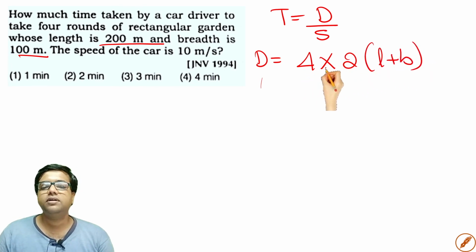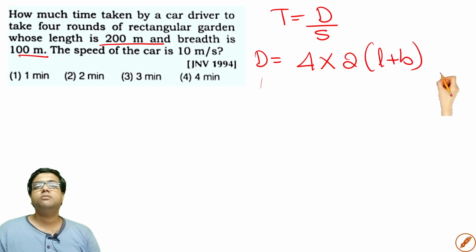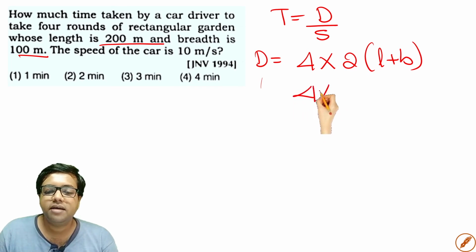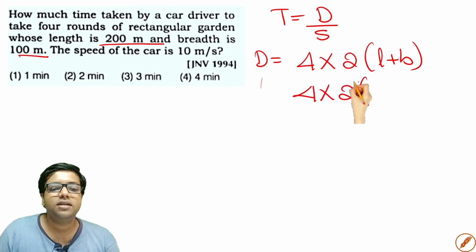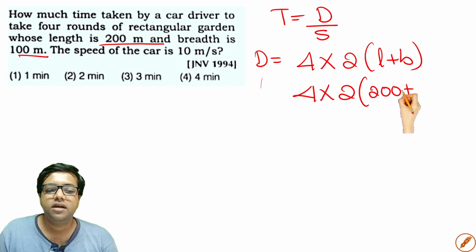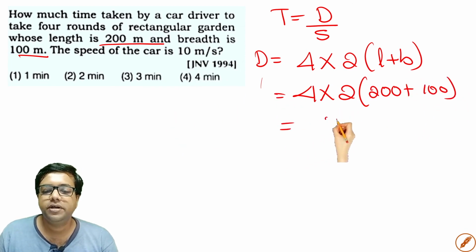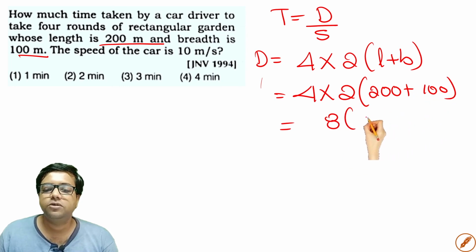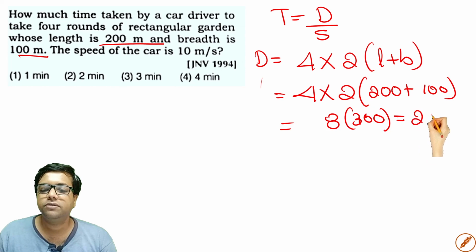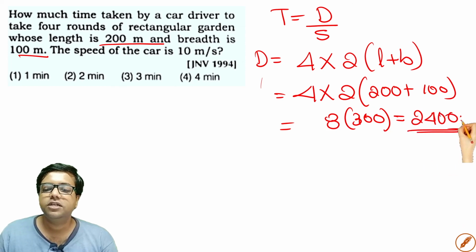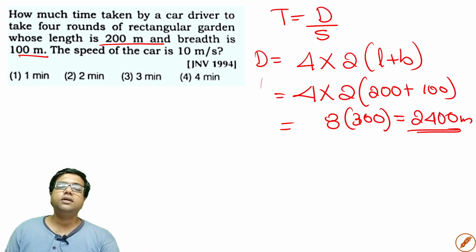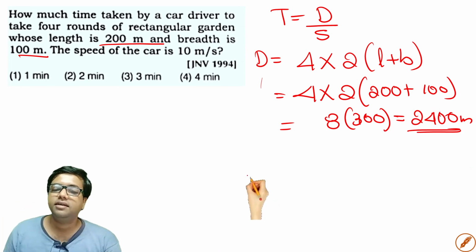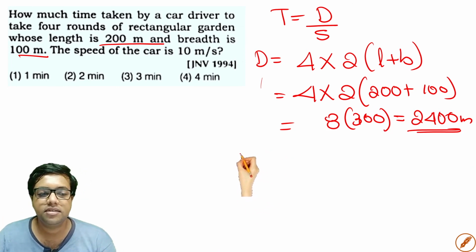We know the perimeter of a rectangle is 2 into length plus breadth. What is the length? It is 200 meters. What is the breadth? It is 100 meters. So what will you get? 4 into 2 is 8, and 200 plus 100 is 300, and 8 into 300 is equal to 2400. Okay, 2400 meters is the total distance the car is moving.